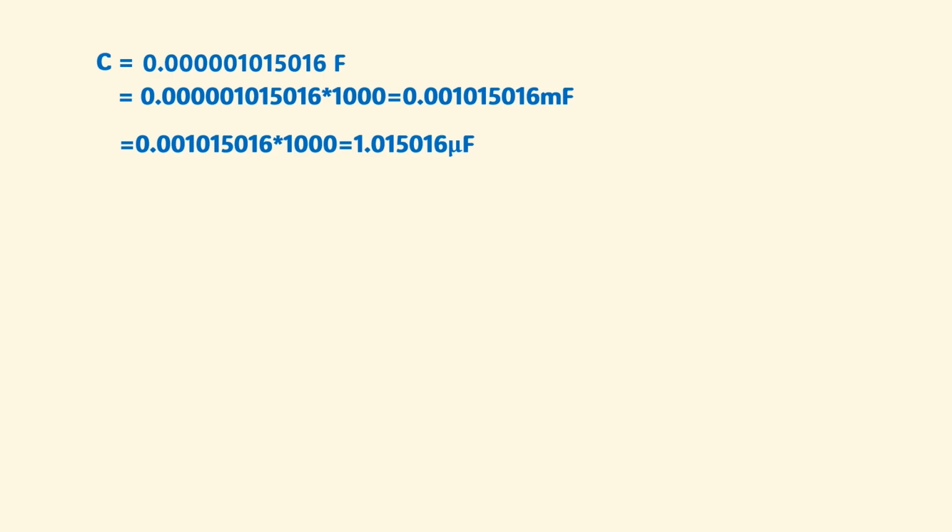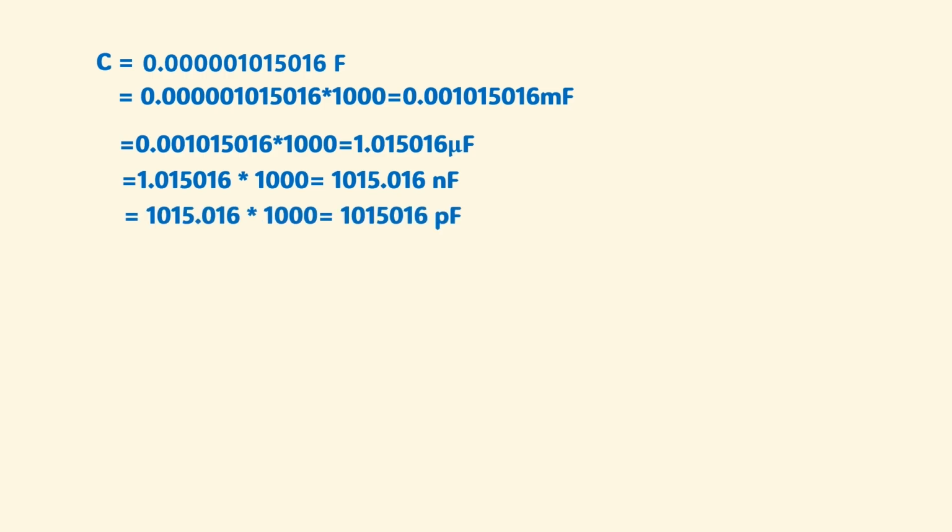If we multiply something microfarad by 1000, we will get so many nanofarads. If we multiply nanofarad again by 1000, we will get 10 lakhs 15,016 picofarads, whose capacitor code will be 106J. The capacitor of this code is not available in the market. So a capacitor of slightly lower or slightly higher value than this value must be used.